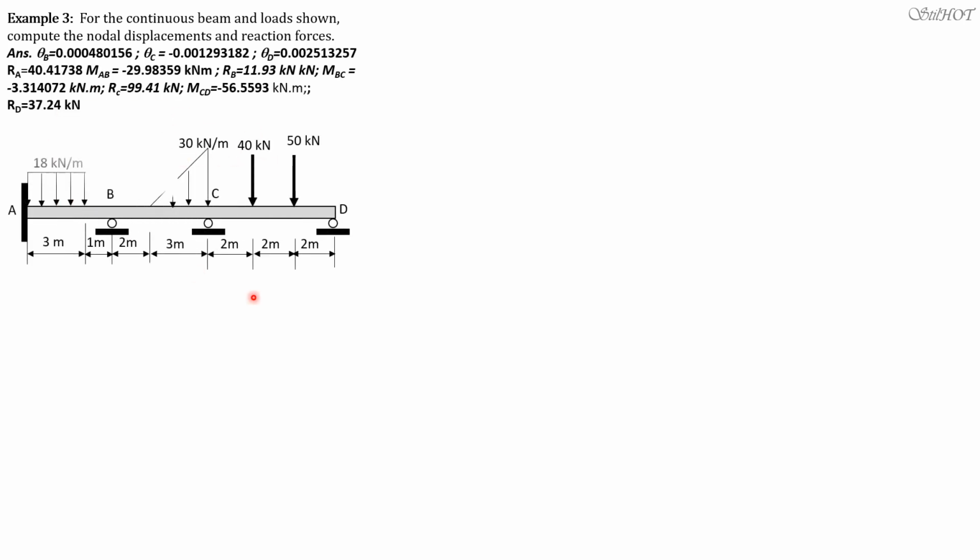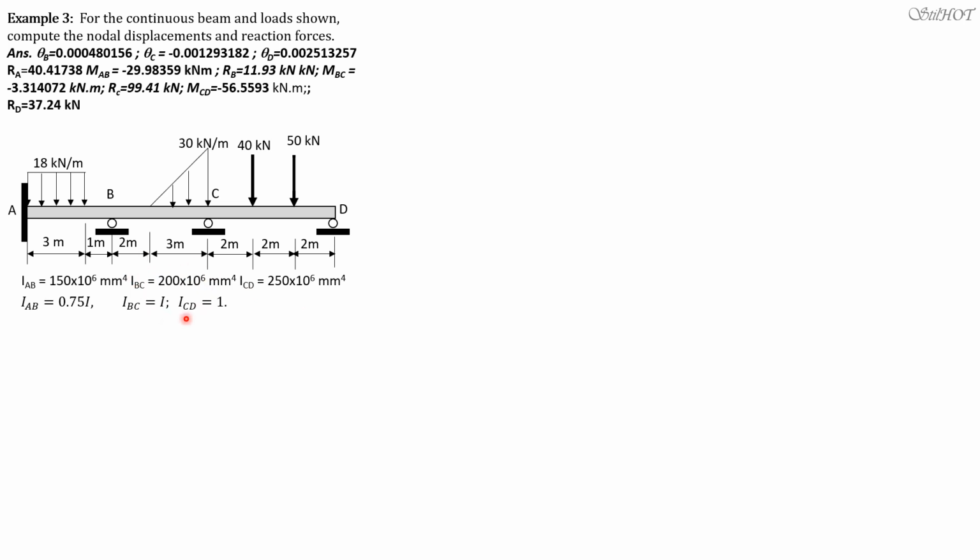So let's have the discussion of example 3 for the continuous beam and load shown. Compute the nodal displacements and reaction forces. This is the beam, and let's have our slope deflection equations. But before that, let's have these strips. So let's compute relative displacements.